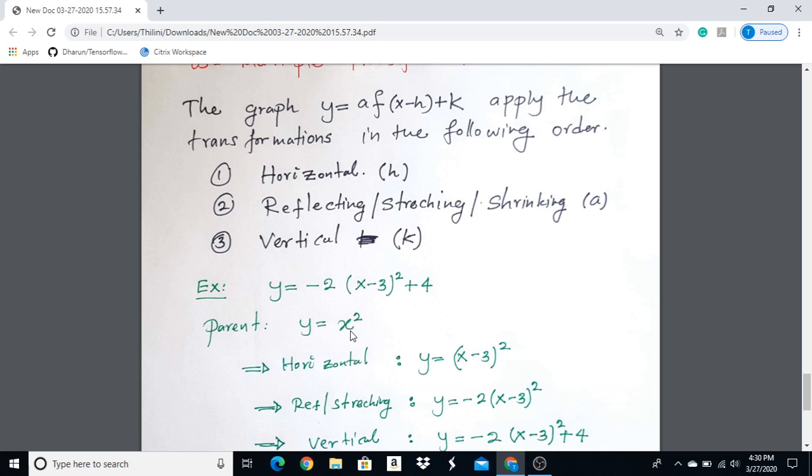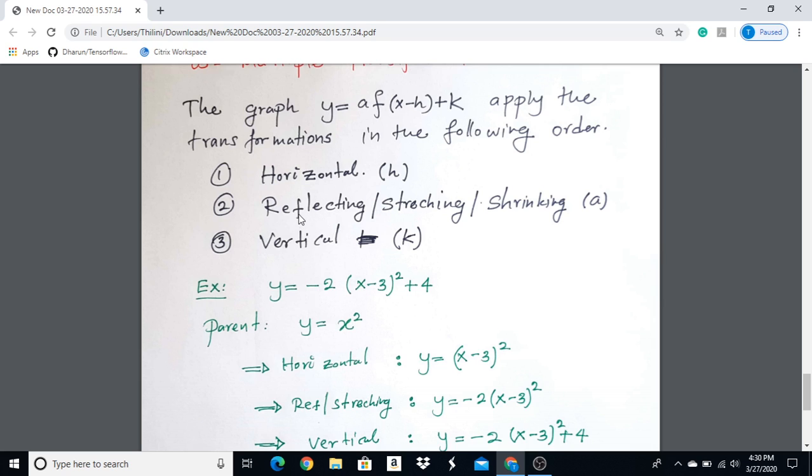With this parent function, the first thing to do is the horizontal transformation. Here we have a horizontal transformation with h, which is 3 units. So the first horizontal transformation is y equals (x minus 3) to the power 2. You can see that it is x minus 3, so it is a 3 units right-hand side transformation.